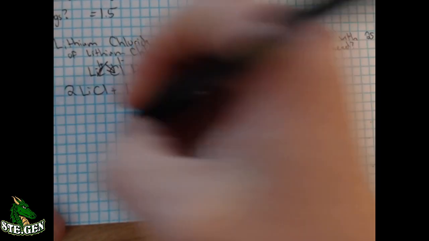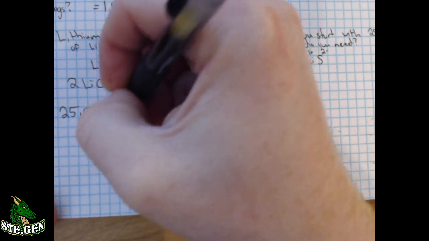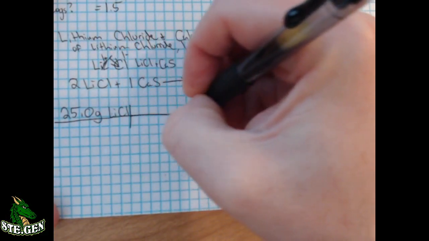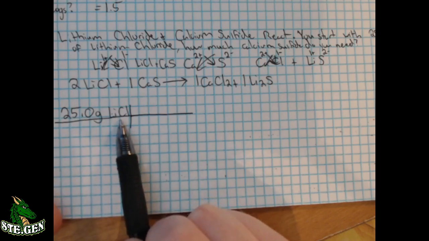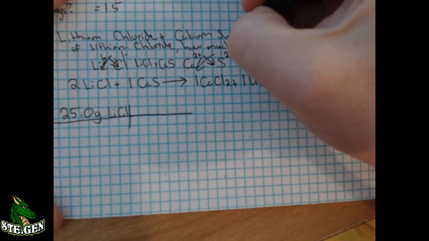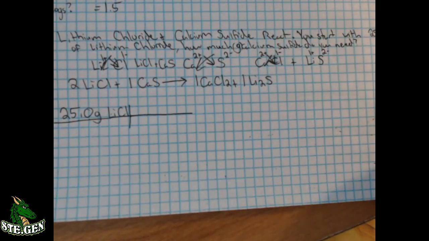We were given 25.0 grams of lithium chloride, of LiCl. Okay. We want to go from grams of lithium chloride to, it says how much. We're going to assume that that's talking about grams of calcium sulfide. So can we go from grams of lithium chloride to grams of calcium sulfide?